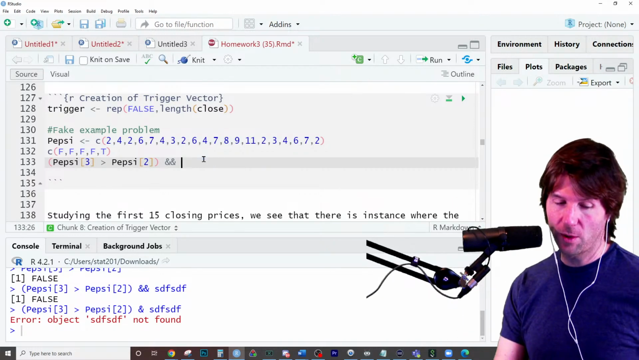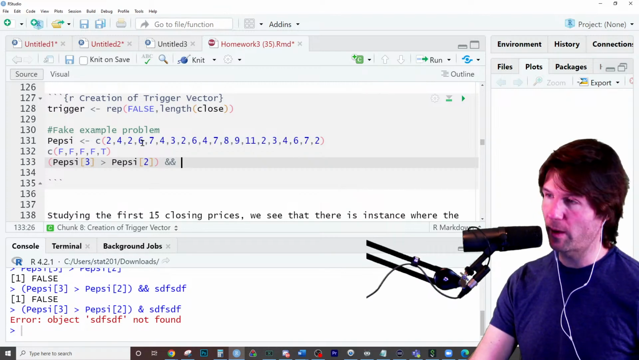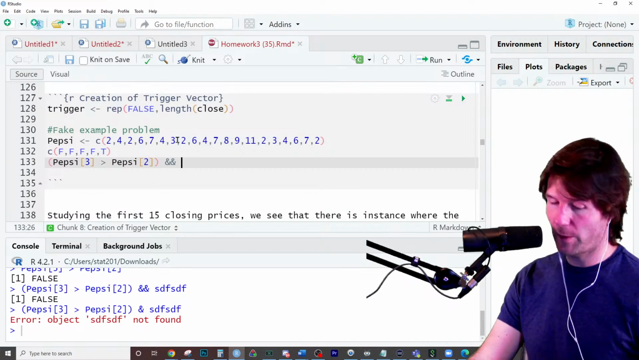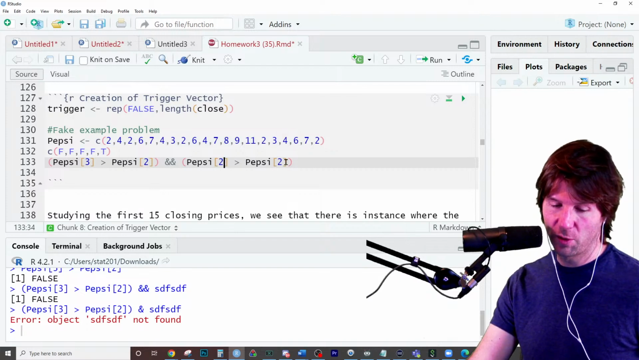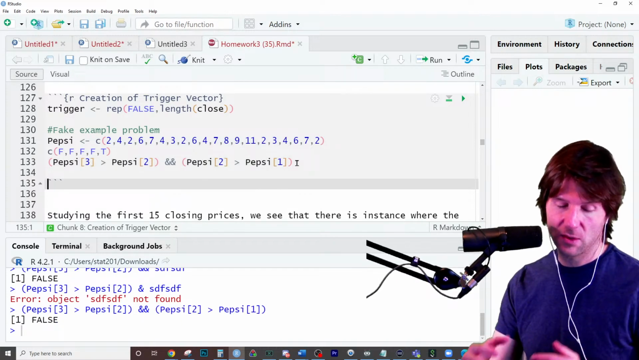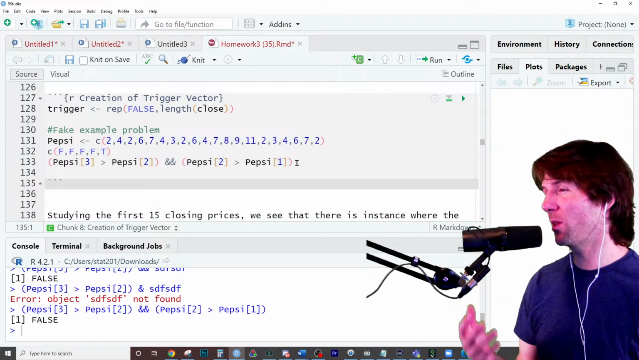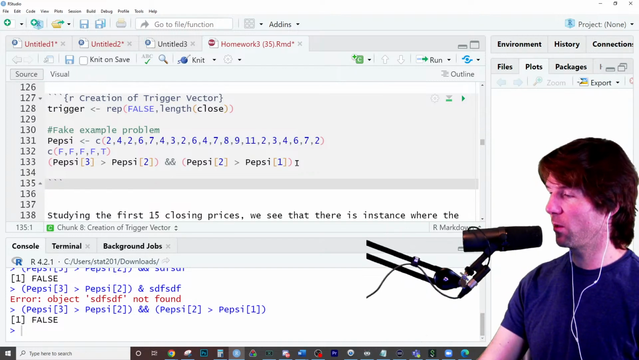Because now we don't want to just check is 3 greater than 2 for my fake problem. We want to check, is 2 greater than 1? And because we didn't evaluate it true to begin with, the thing is false anyways, and the way the code runs, 2 greater than 1.